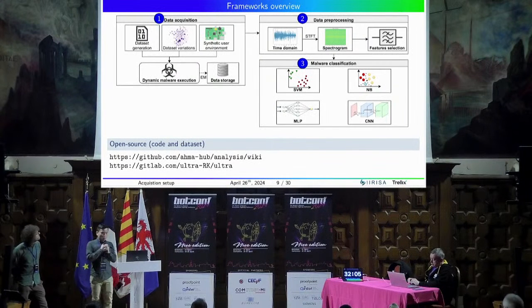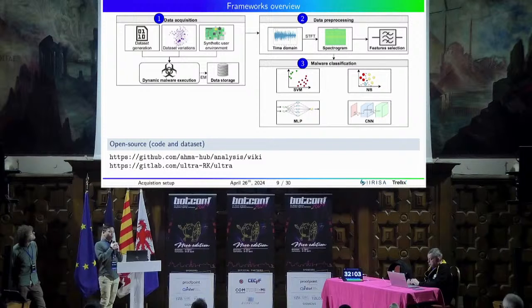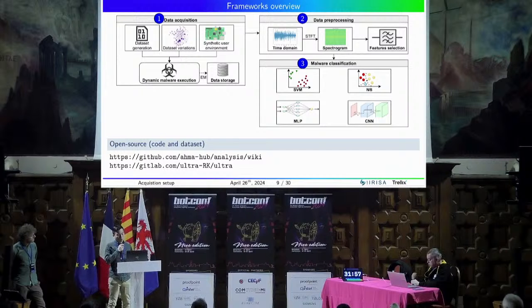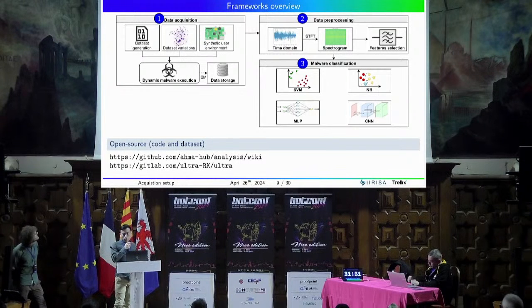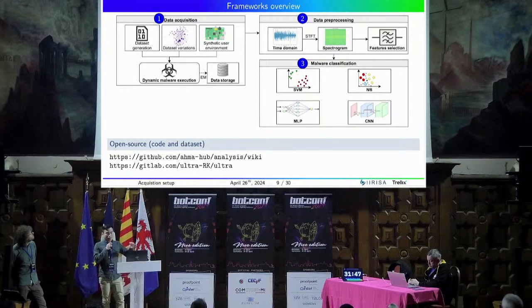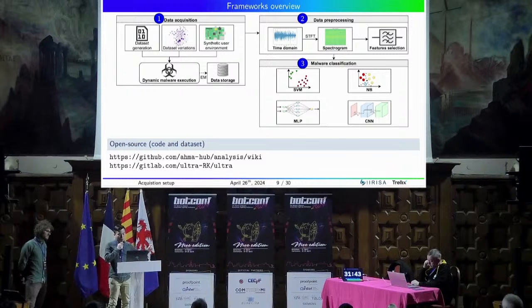So the framework overview can be divided into three phases. The first one is data acquisition. We have the dataset of malware. We also generate samples with obfuscation and packers. We run them in a synthetic user environment on the embedded device. And during the execution, we monitor the electromagnetism from the outside of the device and record it into data storage.